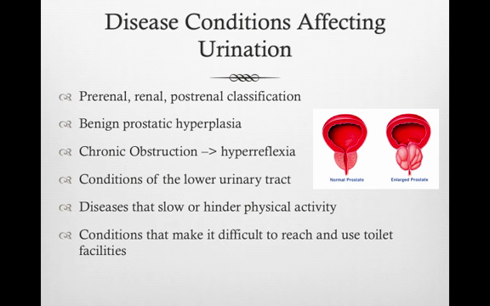Conditions of the lower urinary tract include narrowing of the urethra, altered innervation of the bladder, or weakened pelvic and/or perineal floor muscles that affect urinary elimination. Other problems that can affect a patient's ability to urinate include physical limitations, degenerative joint disease, or Parkinson's disease.